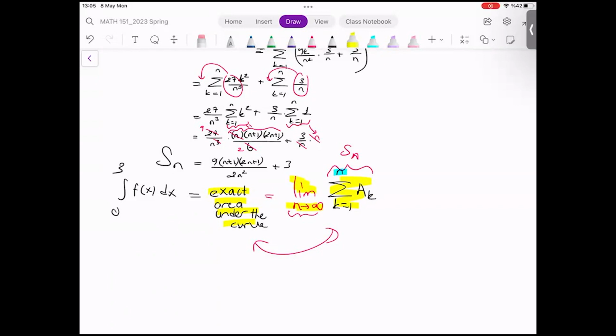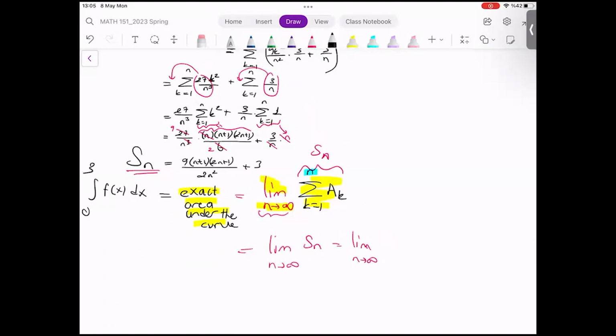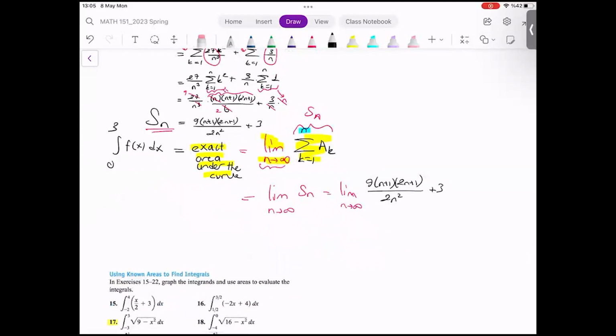So what we should do is to compute the limit as n goes to infinity of the expression that we found for Sn. So Sn is here. Let's write the expression for it. Here it is, 9 times n plus 1 times 2n plus 1 divided by 2n squared, plus 3. Okay, if we can compute this limit, that number will be the exact area under the curve. At the same time, it will be the result of the definite integral. How do you compute this limit?